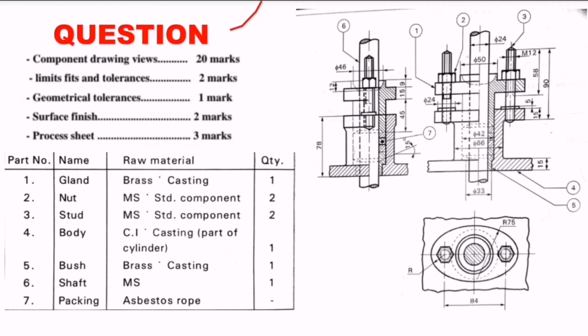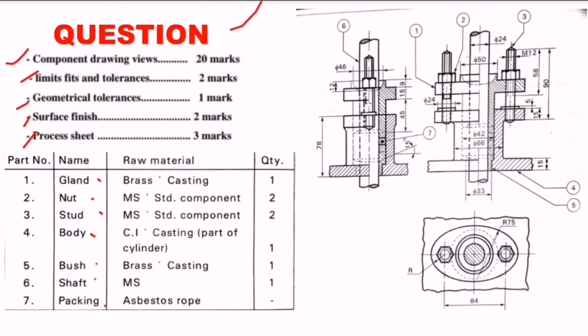This is a question of production drawing asking about stuffing box. The question is like: component drawing views, limits, fits and tolerances, geometrical tolerances, surface finish, process sheet. So these are the 5 questions asked to solve from this question. And the parts of the stuffing box are gland, nut, stud, body, bush, shaft and packing.